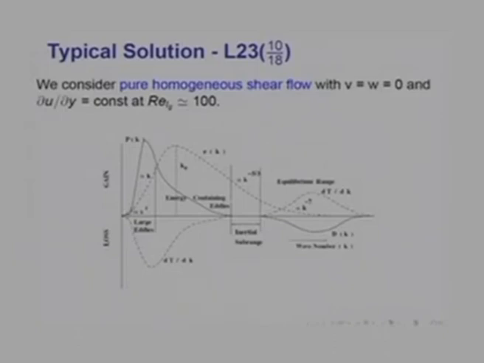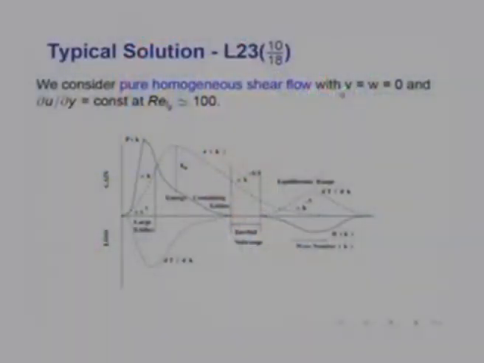You see that the production term is indeed very high at small wave numbers. This is the wave number axis. In fact, it peaks at very small wave numbers, and therefore, it is called large eddies, very, very large eddies at which the production dominates. But then it declines as the wave number increases. In this range, the transfer term is negative, which means energy is being sucked out from large eddies and pushed towards smaller eddies. The energy is continuously being fed to smaller eddies.